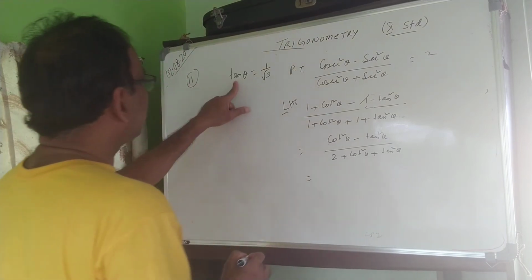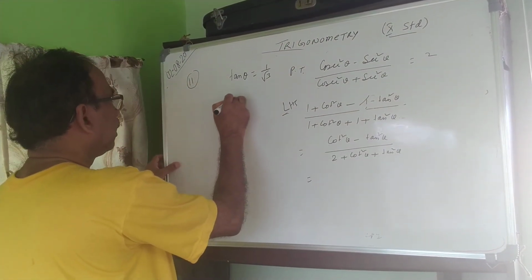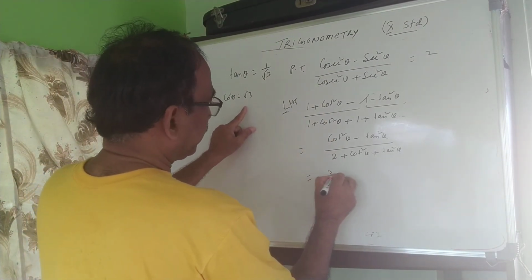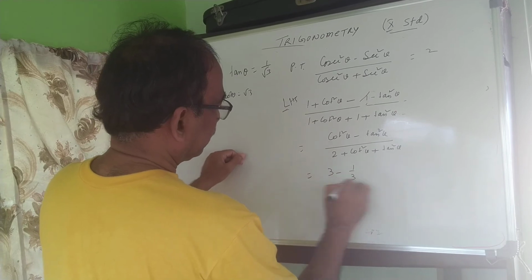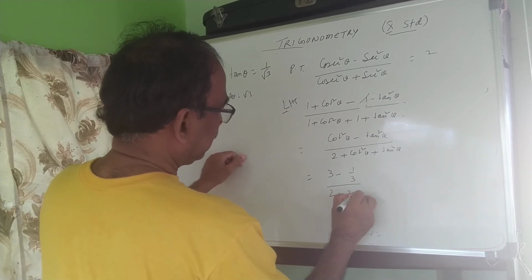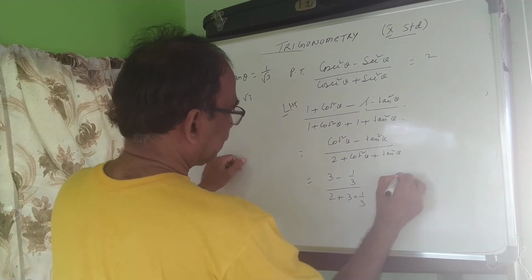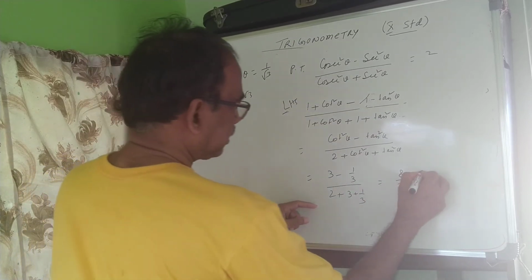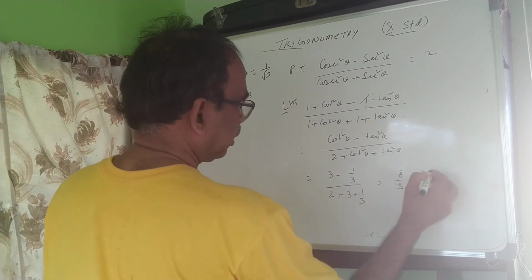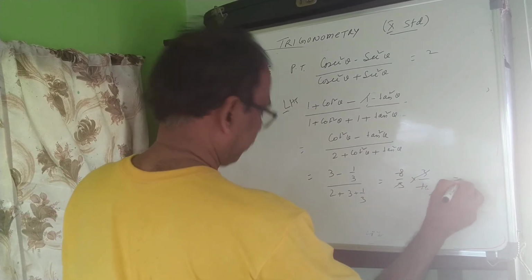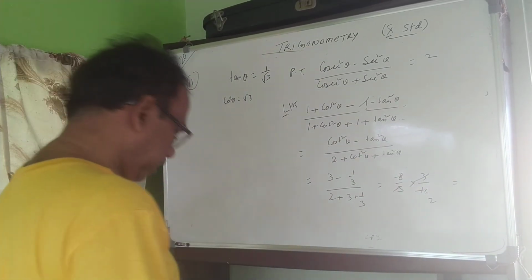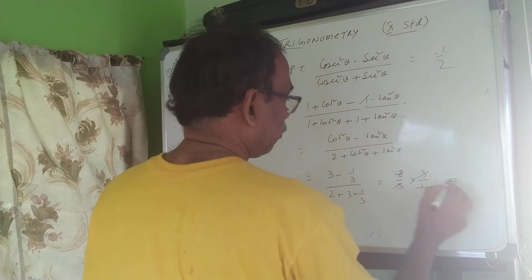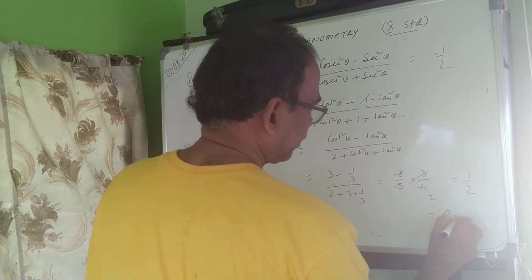Tan theta is this, then cot theta is root 3. So cot square theta is 3, tan square theta is 1 by 3. 3 minus 1 by 3 is 8 by 3, and 2 plus 3 plus 1 by 3 is 16 by 3. So 8 by 3 into 3 by 16, 3 cancels, that is half. Proved, the value is half, equal to the right hand side.